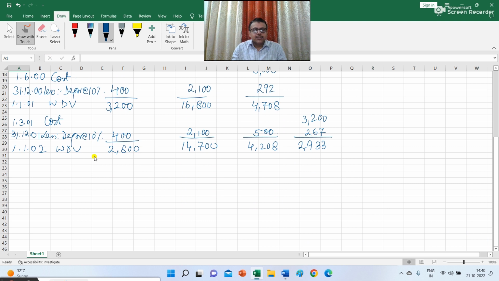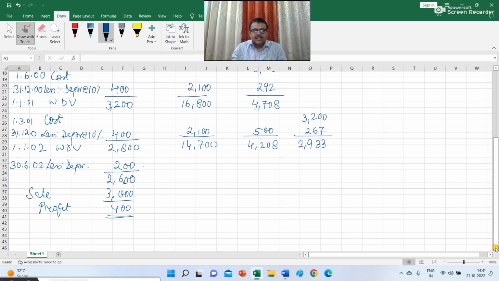Now on 30th June 2002, M1 was sold out. So you need to charge depreciation up to 30th June 2002 on M1. So this will be 200 because depreciation is charged for 6 months. So 4,000 into 10% into 6 by 12 is 200. So the written down value of the machine which was sold on 30th June 2002 is 2,600, and this machine was sold for rupees 3,000. So profit made on sale of M1 is rupees 400.